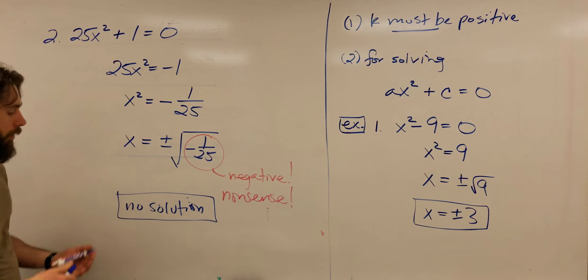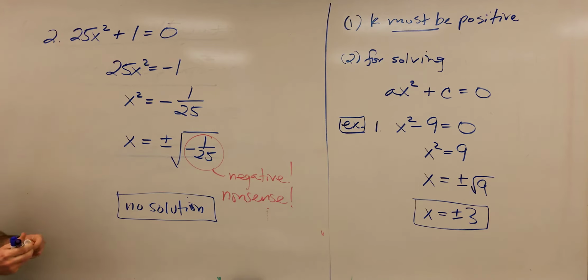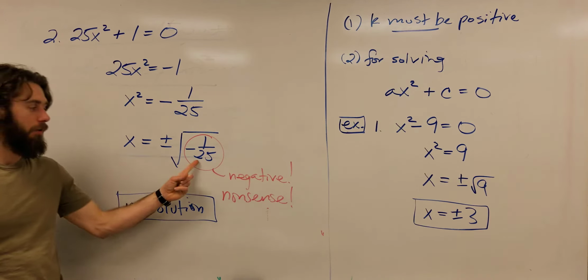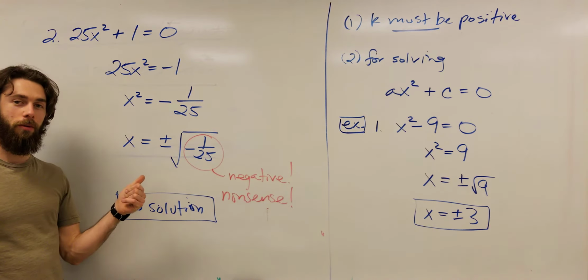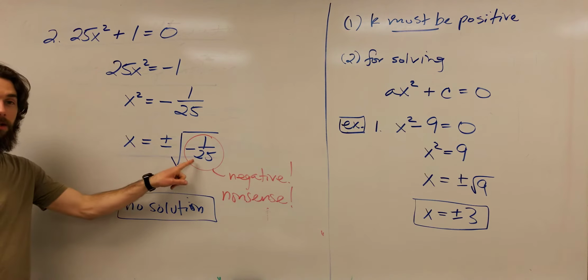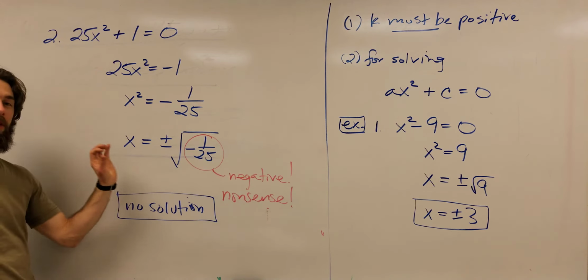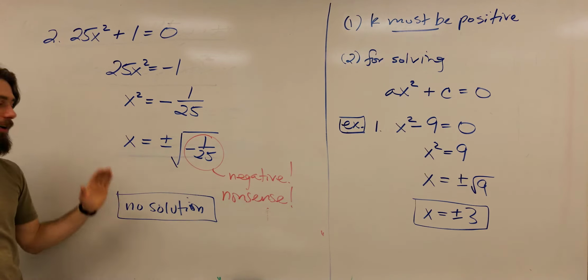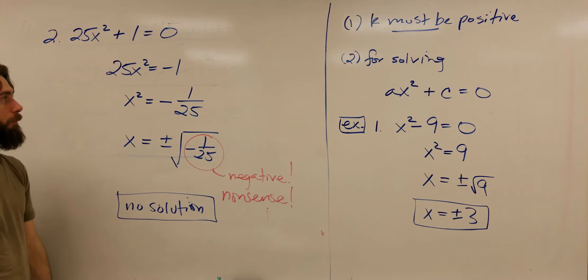Okay. So that's just something that can happen. If you ever get a negative under the square root when you're using the square root property, it means there's no solution. And that's the correct answer, not this. Don't reduce this. As soon as you see that negative under there, go straight to this.